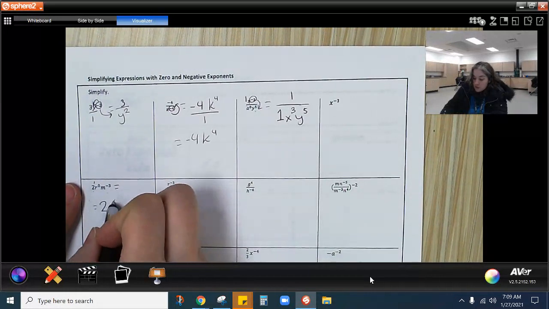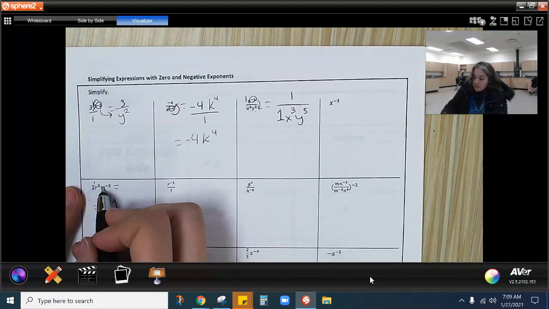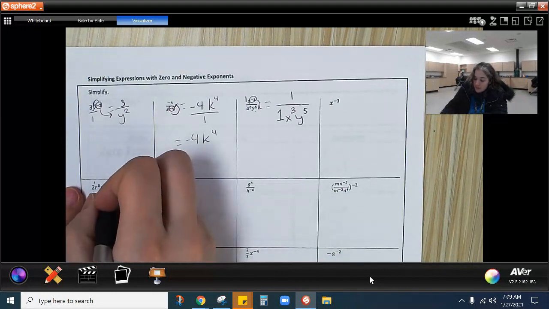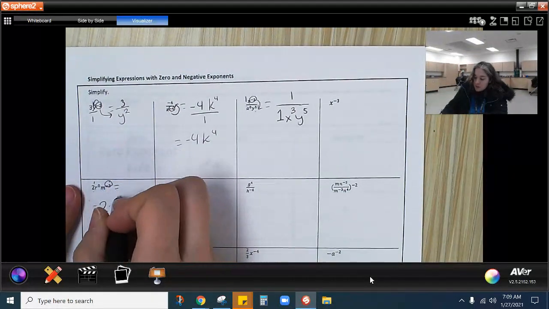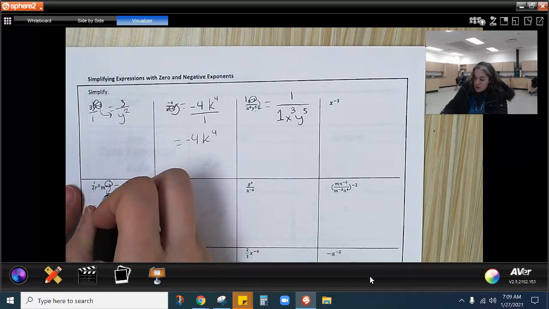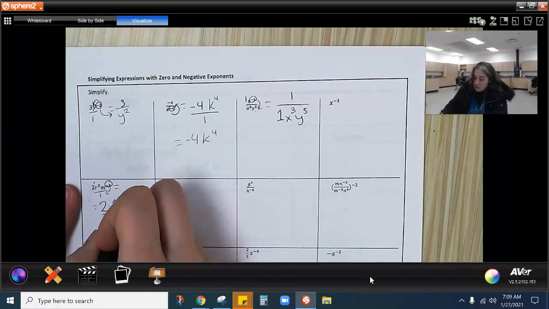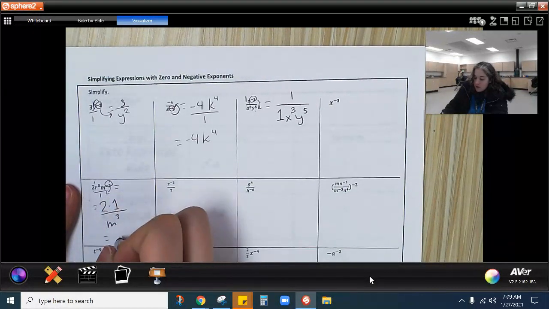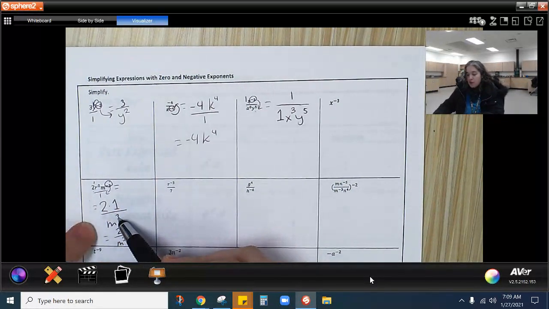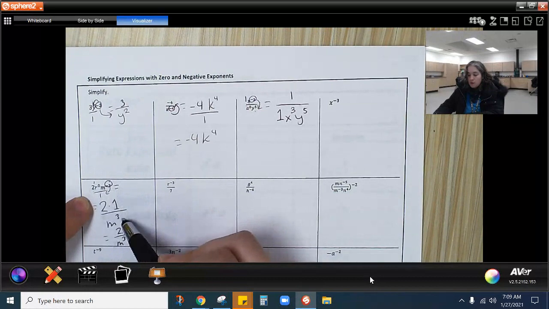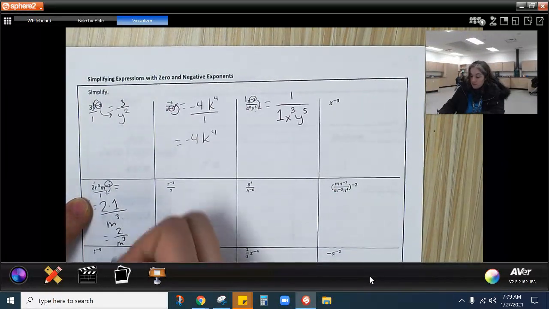R to the 0. That's actually going to turn into 1. And then we've got an m, and it's to the -3. That -3 means we have to move the m to the denominator. So we get an m cubed. So when I rewrite this, I end up with 2 over m cubed. And when we move the m to the denominator, the 3 turns positive.